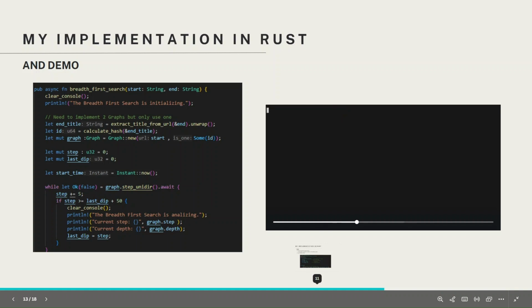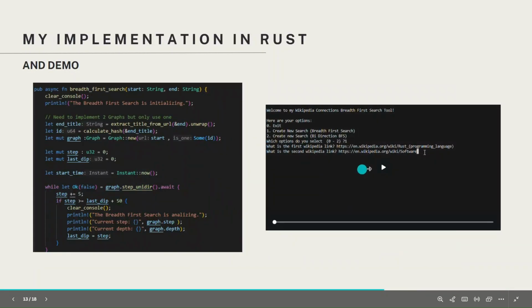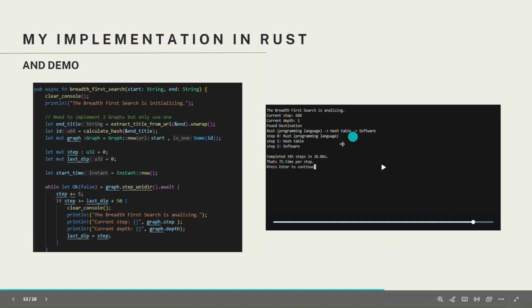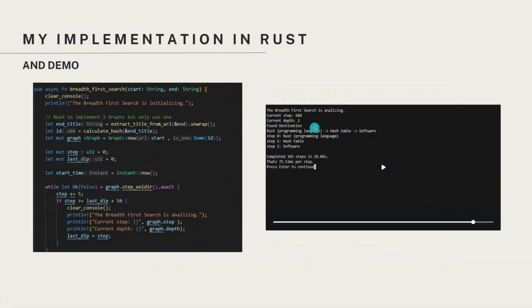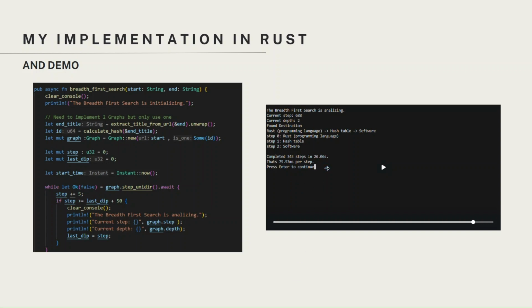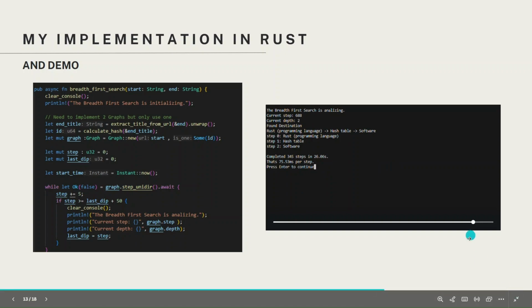And it increments the search every 100, just because it makes the program run faster. But that's just to see if it's doing anything, mostly for debugging purposes. And here we are. Come on now. Okay, as you can see, it goes from Rust to table to software in 26.06 seconds, which is pretty fast. I've definitely had a lot slower programs.